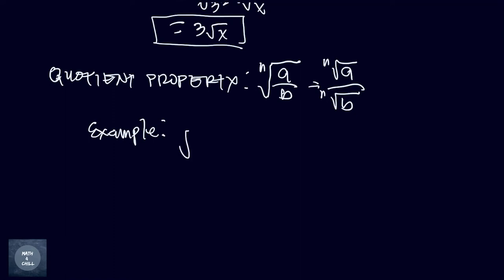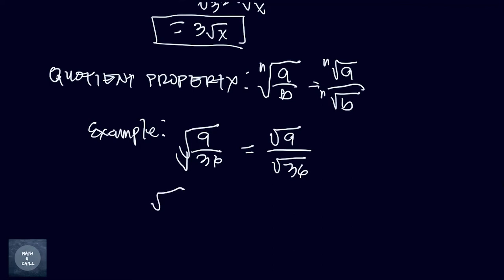Example, the square root of 9 over 36 equal na siya sa the square root of 9 divided by the square root of 36. Simplify na to na siya, perfect square ang 9, that is the square root of 3 raised to 2 divided by perfect square ang 36, that is the square root of 6 raised to 2. Cancel, cancel, cancel, cancel. That is equal to 3 over 6.